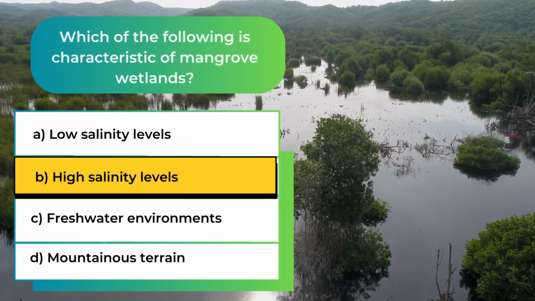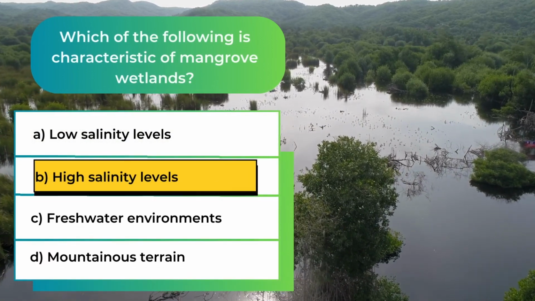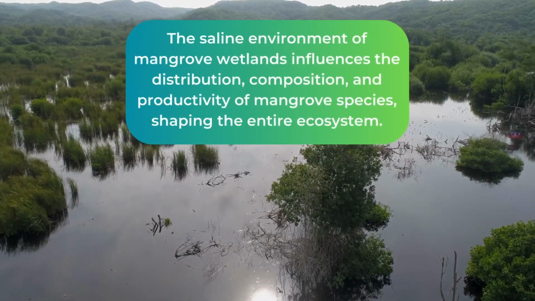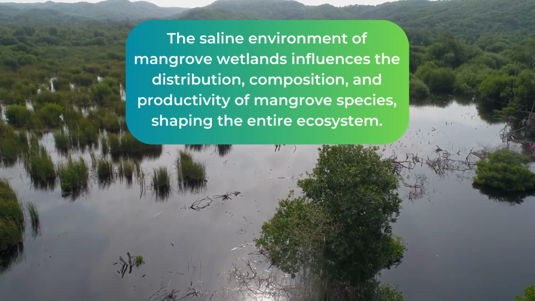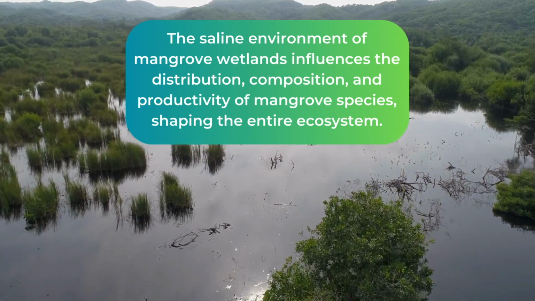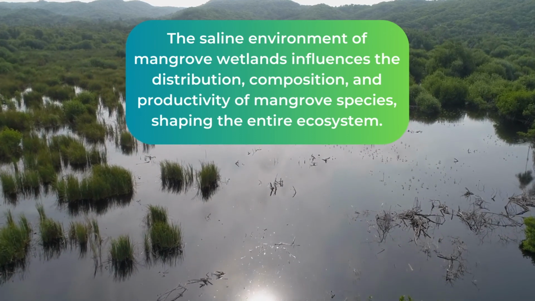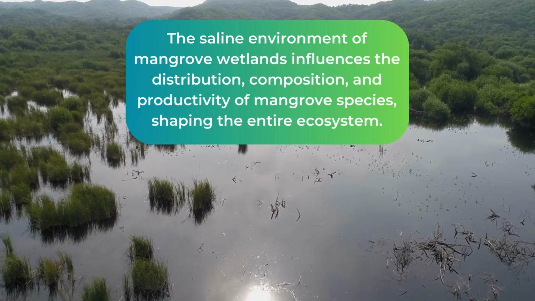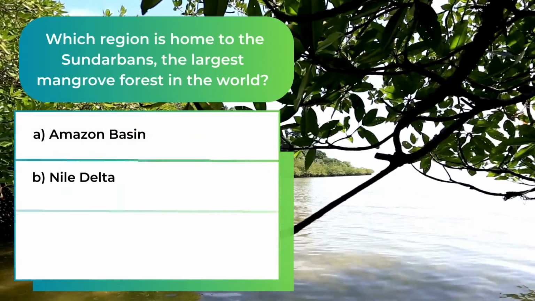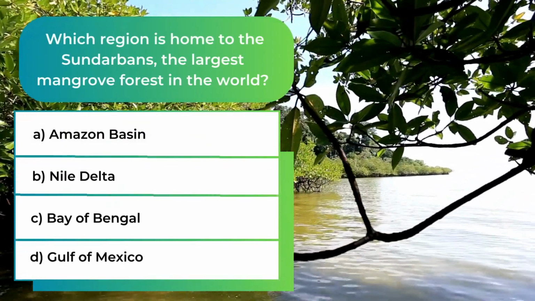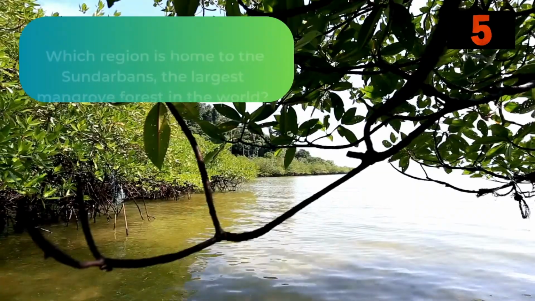The answer is B. High salinity levels. The saline environment of mangrove wetlands influences the distribution, composition, and productivity of mangrove species, shaping the entire ecosystem. Which region is home to the Sundarbans, the largest mangrove forest in the world?